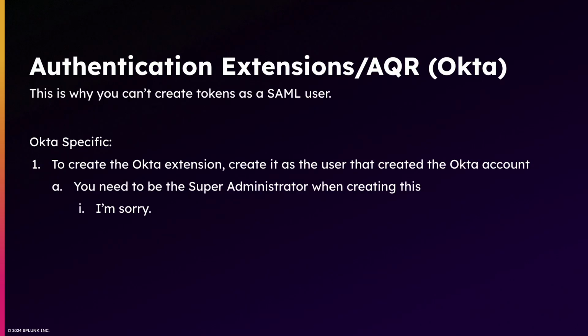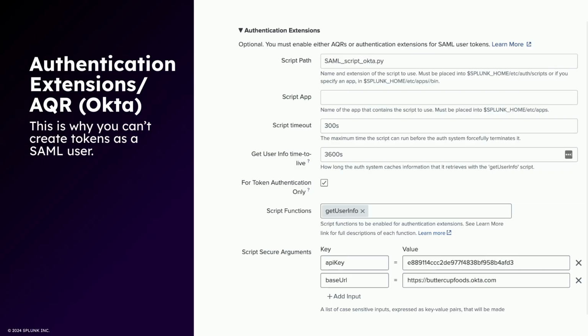Okta. I have gotten a lot of rage emails about the super user permissions for Okta when you have to do this. You do have to be the super user when creating the Okta extension. I'm sorry. There is no way that I have found around it. There's nothing that I have been able to see that allows you to do anything less than super user for the extension, and I'm sorry. Basically same thing, except instead of tenant ID and client ID, you've got API key and base URL, and you're calling a different script up here.